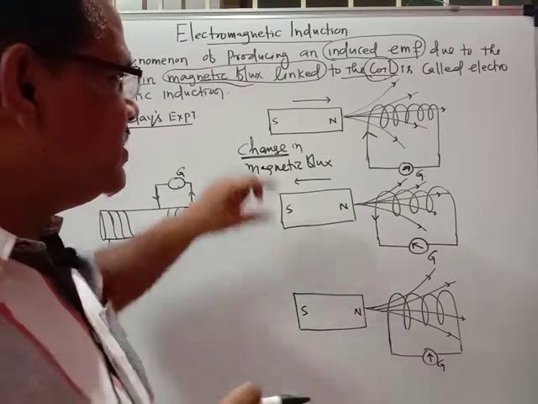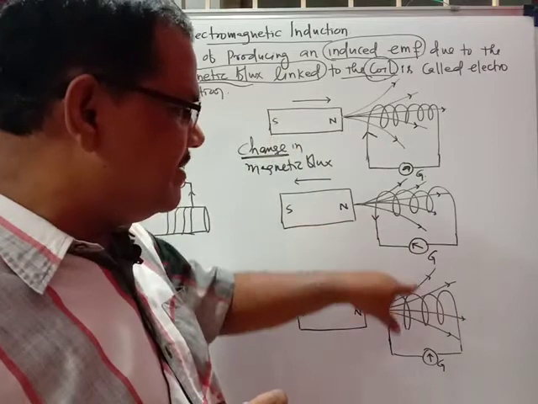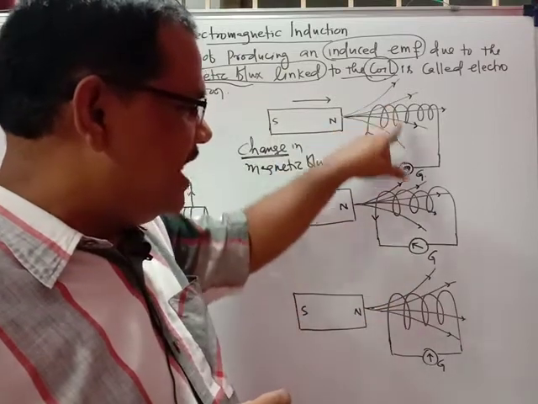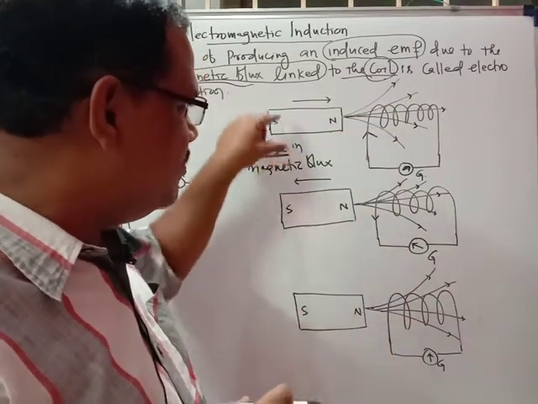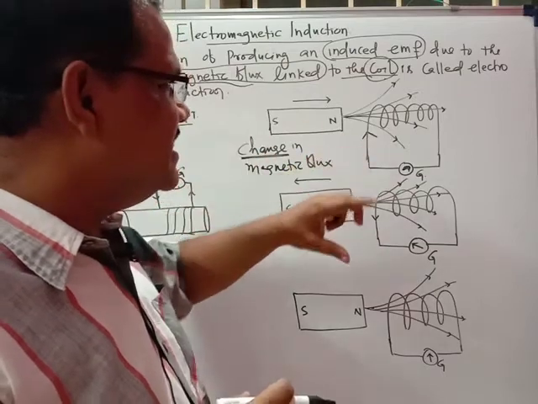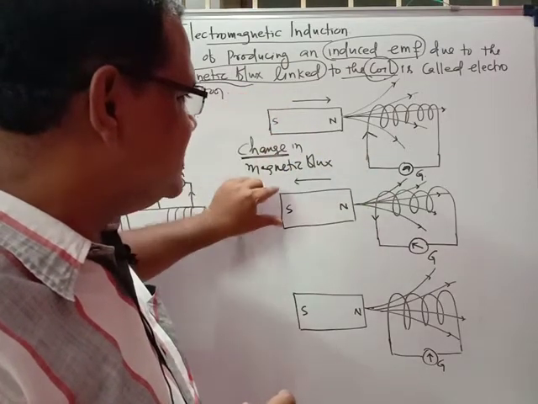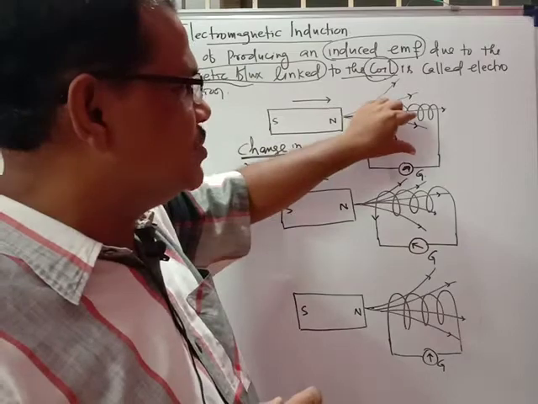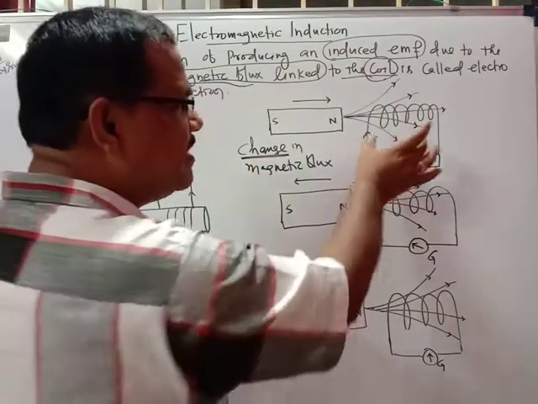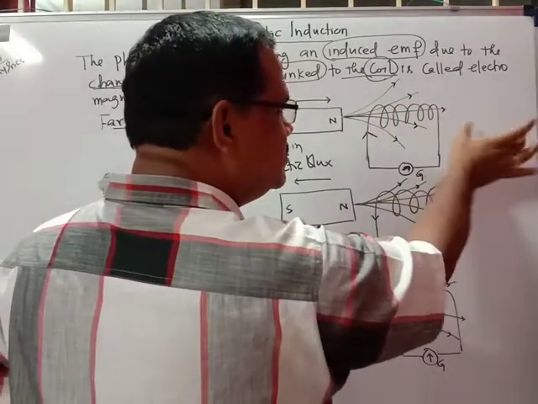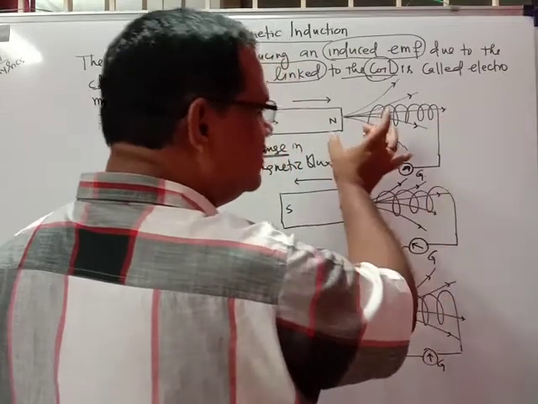In another way, in this case we have kept the coil at rest and are simply moving the magnet. In the other sense, if you keep the magnet at rest and give motion to the coil, the coil moves out, going away and coming in.